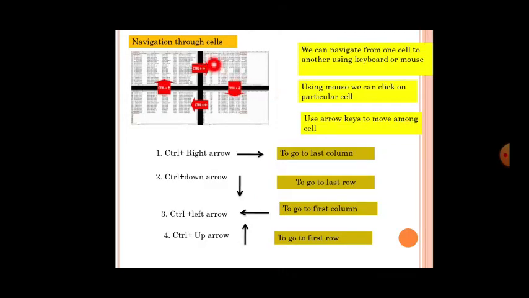Next, navigation through the cells. We can navigate from one cell to another using keyboard or a mouse. Using the mouse, we can click on the particular cell. Using arrow keys, we can move among the cells. Control plus right arrow goes to the last column, control plus down arrow goes to the last row, control plus left arrow goes to the first column, control plus up arrow goes to the first row.